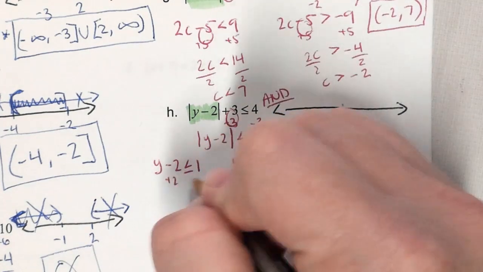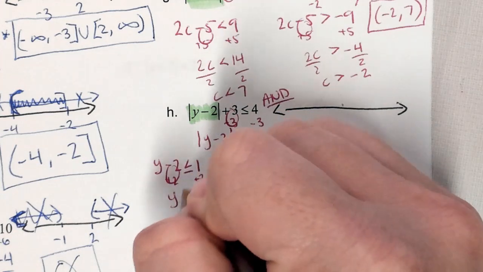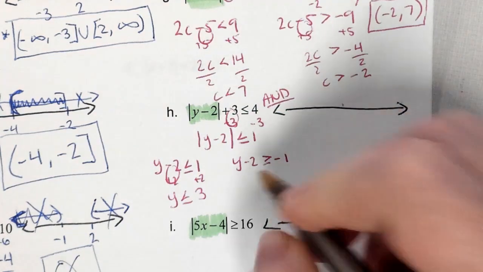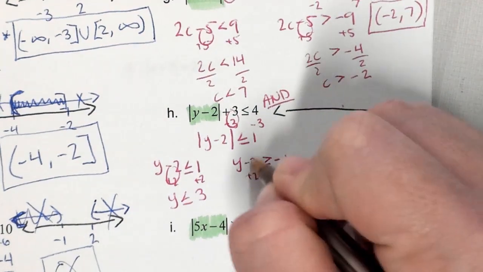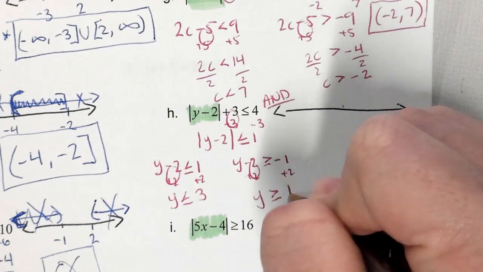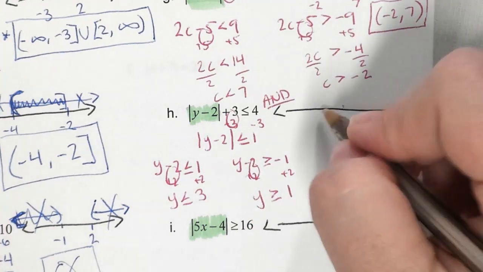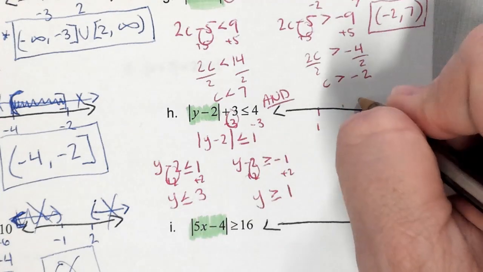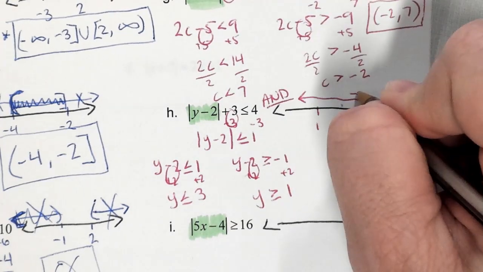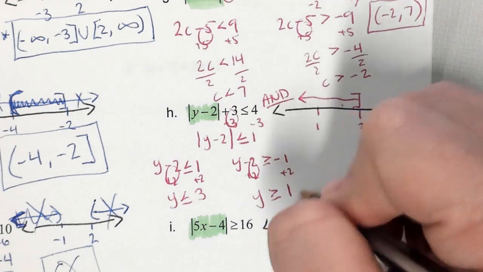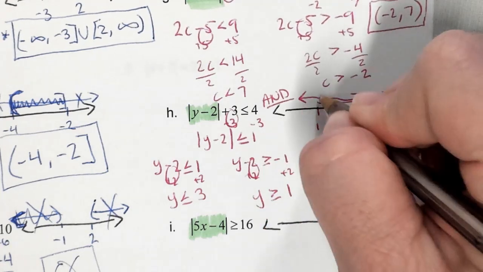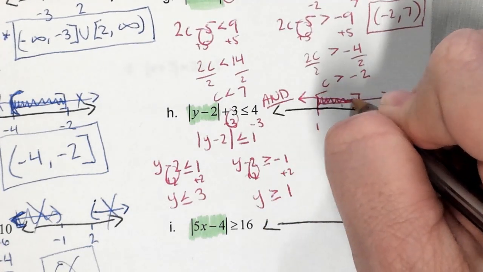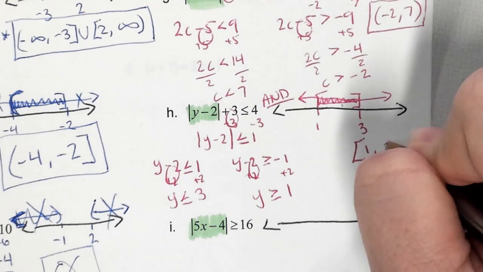So plus 2, I have y is less than or equal to 3. Plus 2, I have y is greater than or equal to 1. So y is less than or equal to 3. Equal to gets a square bracket. Y is greater than or equal to 1. And it's where it overlaps. So between 1 and 3.